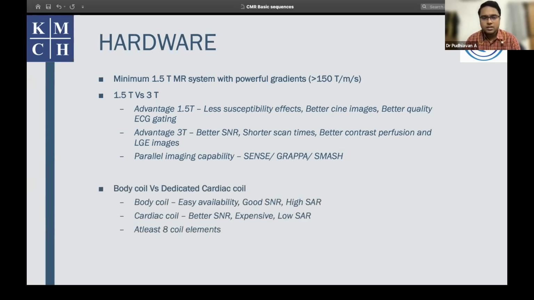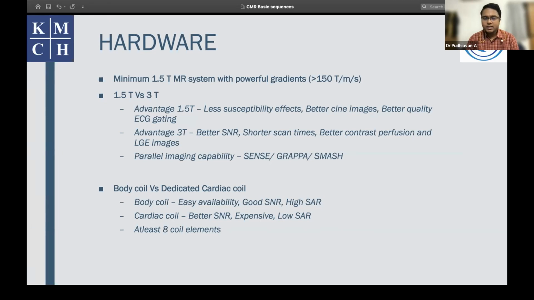Coming to the coils, you can use either a routine quadrature body coil or a dedicated surface cardiac coil. Body coil is most commonly used because of its easy availability and a good signal to noise ratio. However, because it is a quadrature coil, the RF deposition is along a wide area of the patient. So the specific absorption rate is pretty high in a body coil compared to a cardiac coil, which is a surface coil. It is placed on the chest wall closer to the heart, so it gives you a better signal to noise ratio and a low RF deposition.